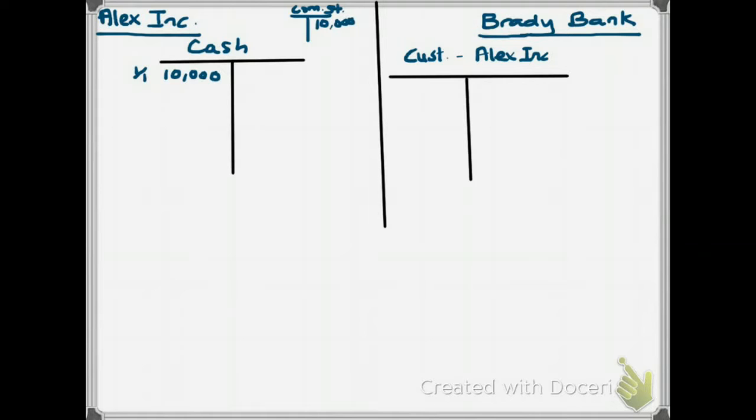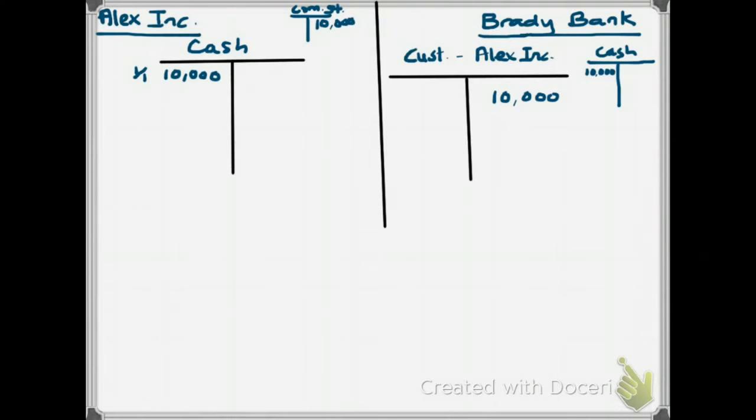What Brady Bank would do is they would debit their cash account for $10,000 because they just received cash from us for $10,000, and then they would credit our account, our customer account, which they would show as a customer, and we are Alex Inc. Our $10,000 is a liability from the point of view of Brady Bank because is it Brady Bank's money? No, it is Alex Inc.'s money. Does Brady Bank owe us that $10,000 anytime we need it? Yes, they do. That is a liability in Brady Bank's accounts.